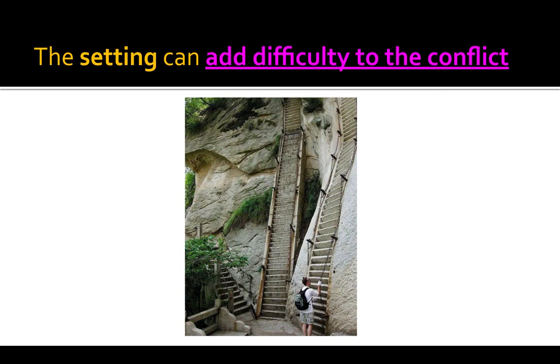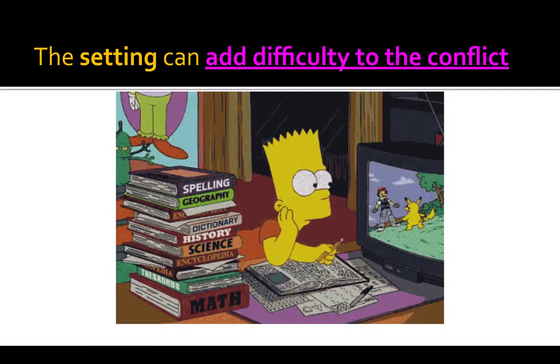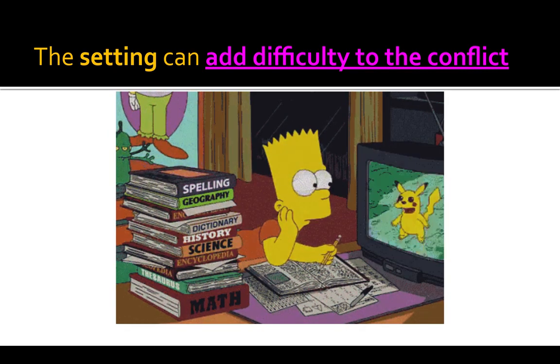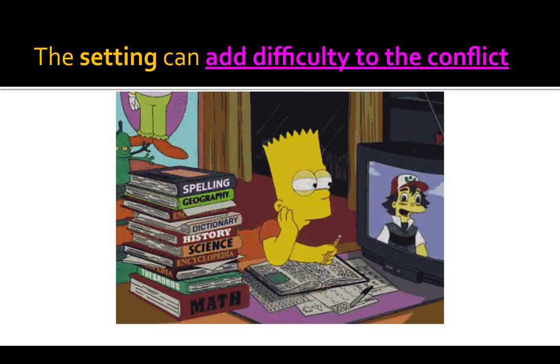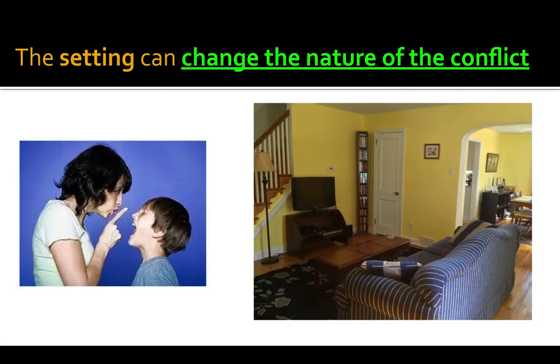Setting can add difficulty to the conflict. So if your hero is trying to get to the top of the mountain and needs to climb the stairs, and these are the stairs, that adds difficulty to the conflict. Or if your conflict is playing a sports game and it starts raining really hard, that adds difficulty to the conflict. Or let's say you have a lot of homework and the conflict is a little more close to home, but the setting of your room has a TV and your favorite Pokemon show is on, that can add difficulty to the conflict.